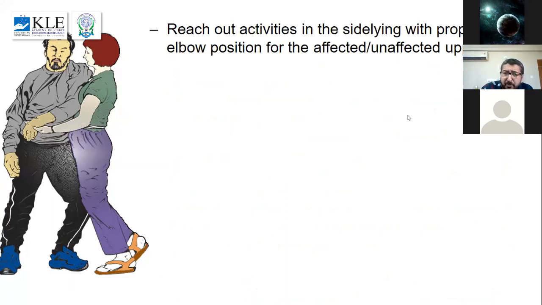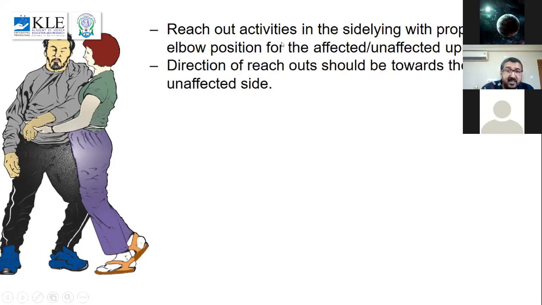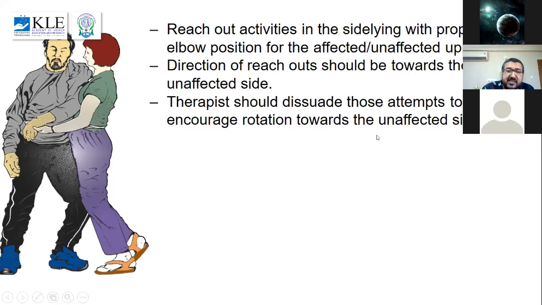After that, you have to provide reaching out activities. It can be given for both the affected and unaffected upper extremity. Say the affected upper extremity has a power of around fair towards good. Even if the leg is more involved, the upper extremity is relatively spared. Please ensure that you use that for reach out activities. But one important thing is that the reach out should be towards the unaffected side. The direction of reach out should always be towards the unaffected side.